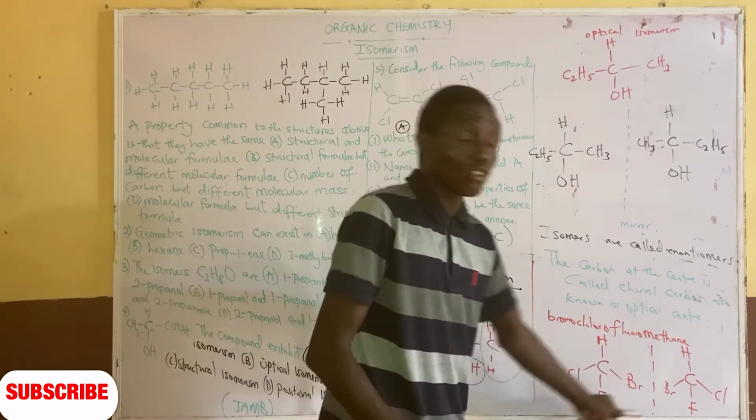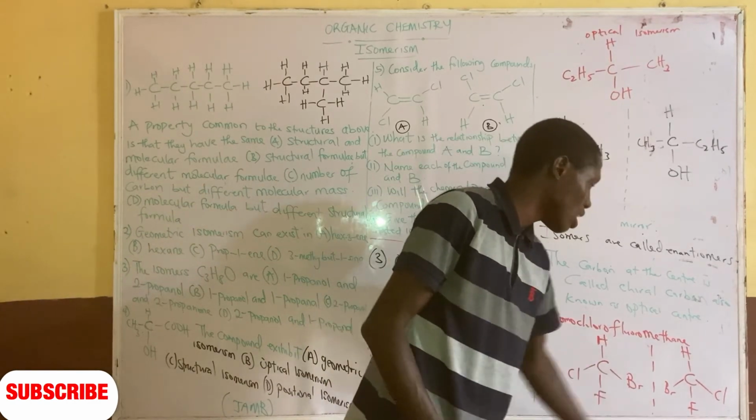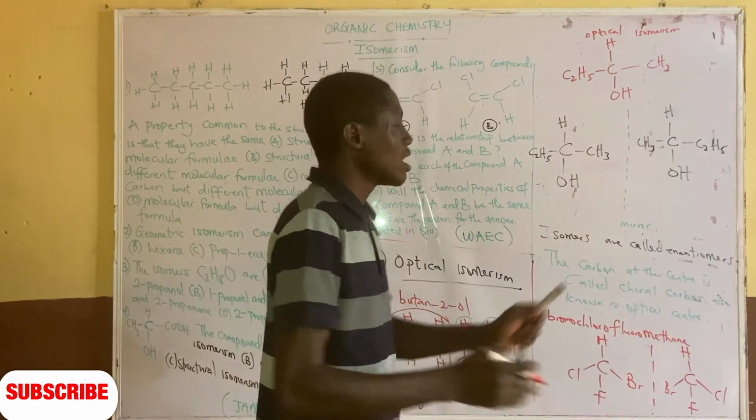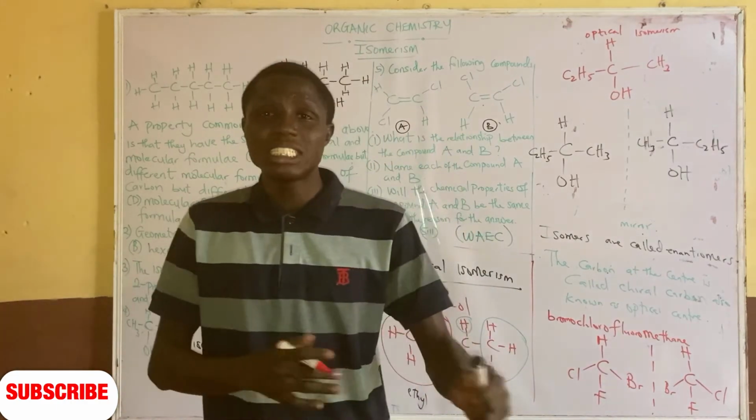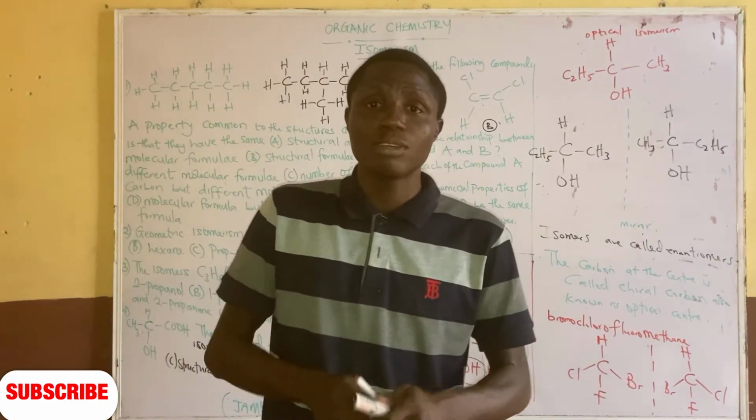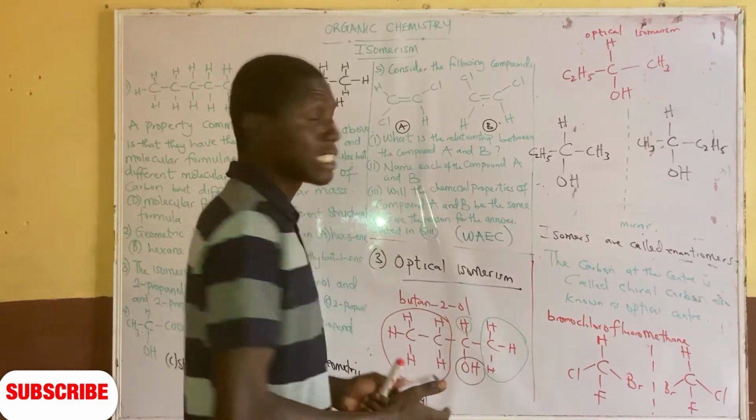Optical isomers. You can see these are optical isomers. These are the types of isomerism that we have. Now let's go to the JAMB questions before us.